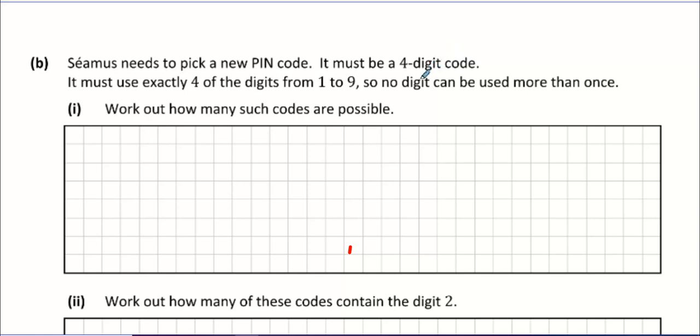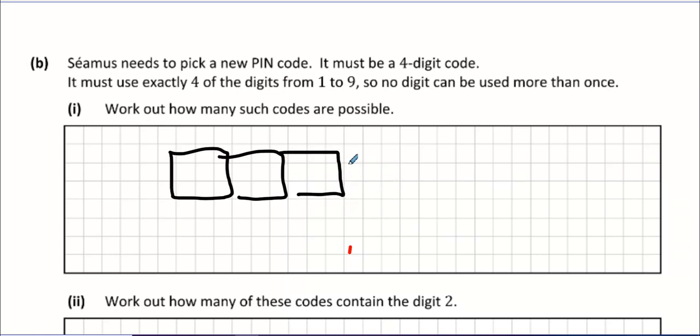PIN code. It must be a 4-digit code. He must use exactly 4 digits from 1 to 9. No digit may be used more than once. Work out how many such codes are possible. What do you reckon? 9?